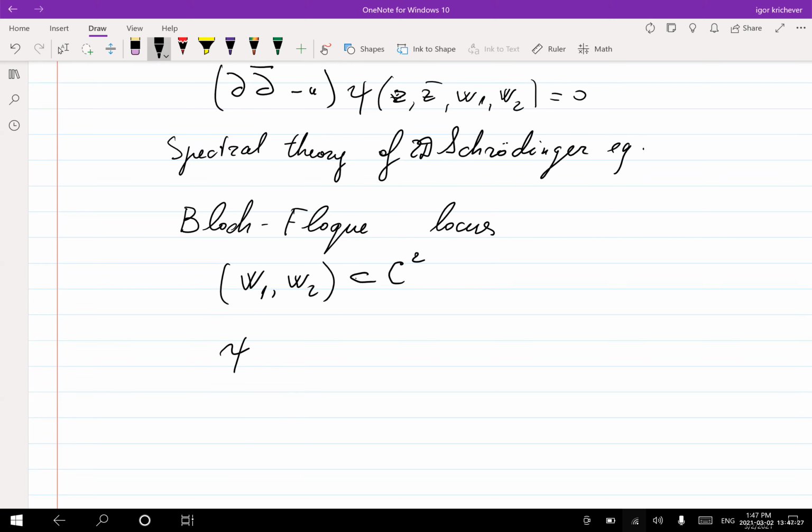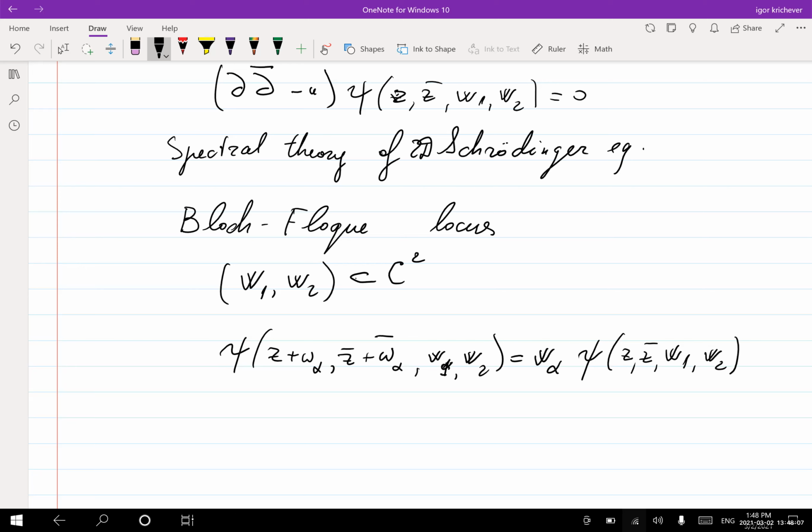Now, I don't want to have a periodic solution. I want to have a solution which, under this shift in z, is multiplied by the corresponding multiplier, which is called the Bloch-Floquet multiplier with w1, w2. So it's quasi-periodic. Of course, you don't expect that for any w1 and w2 you find such a solution.